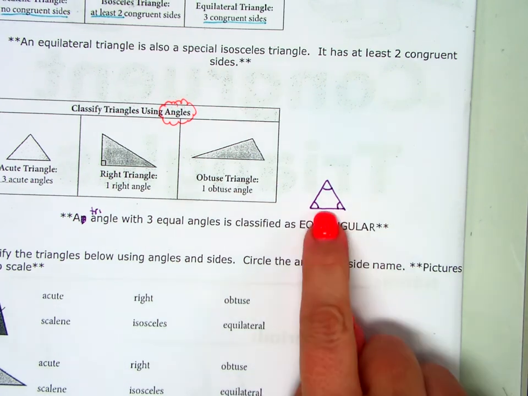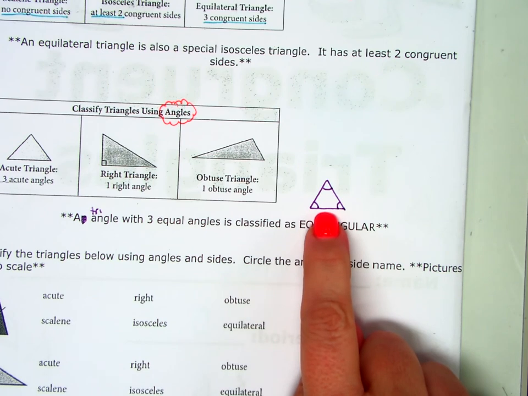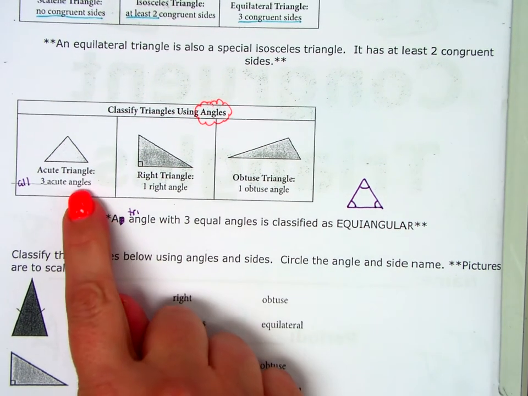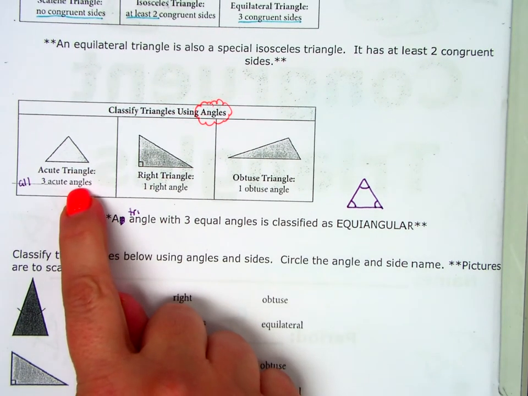Okay? So this triangle, if I asked you to classify it by its angles, those angles may all be acute. So technically, it's an acute triangle.